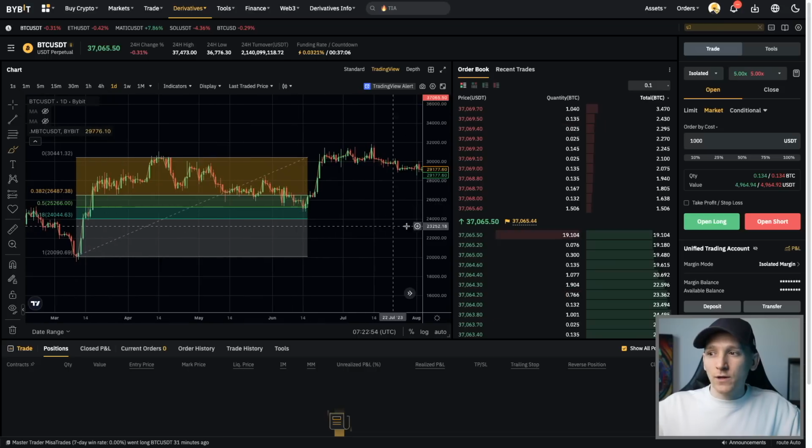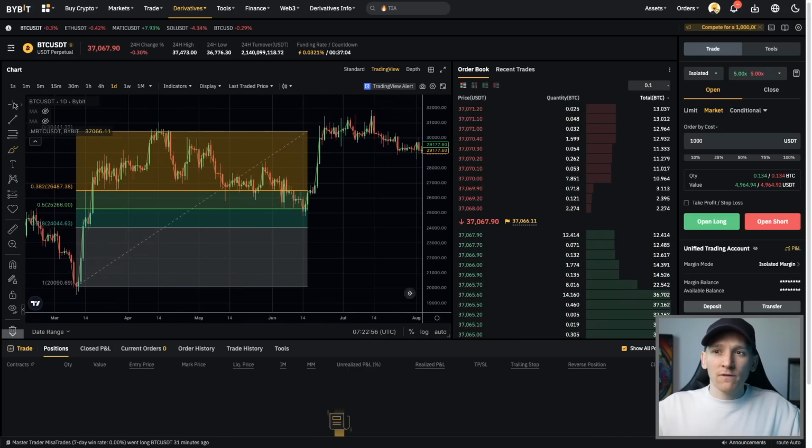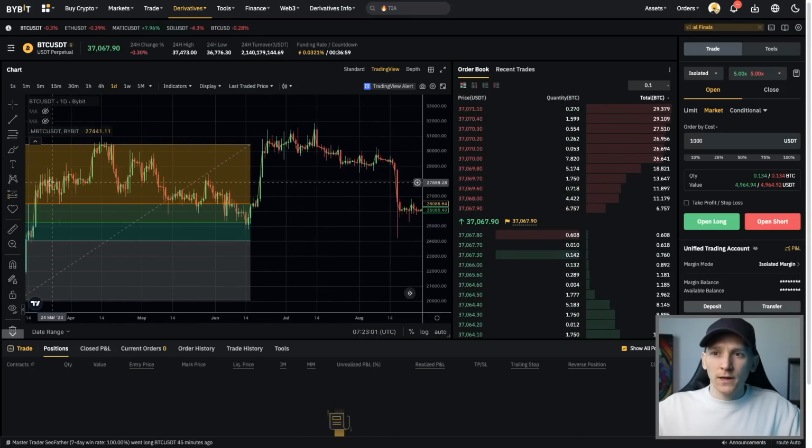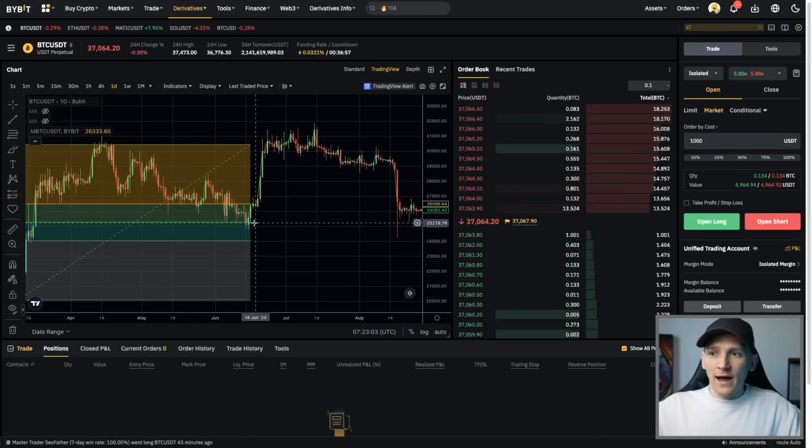Once we've got our entry, now we can put our stop loss and take profit levels in. So what we can do is come to a long position here, it's on the left-hand side, and then say that our entry was around here.